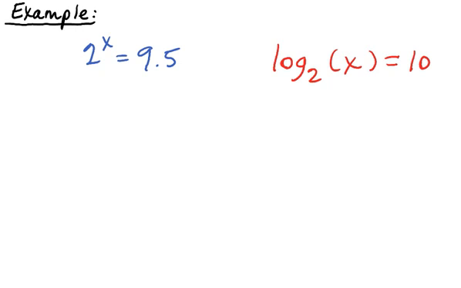The first examples we've got are some things with base 2. We've got 2 to the x equals 9.5, and log base 2 of x is equal to 10. We need to do the same thing to both sides of the equation. That's always been true in every algebra course you've taken. We want to do the same thing to both sides, to be fair. So I'm going to take the log with base 2 of both sides.